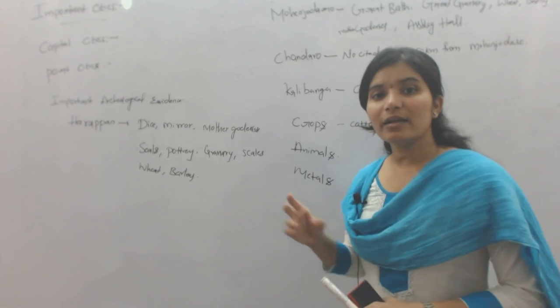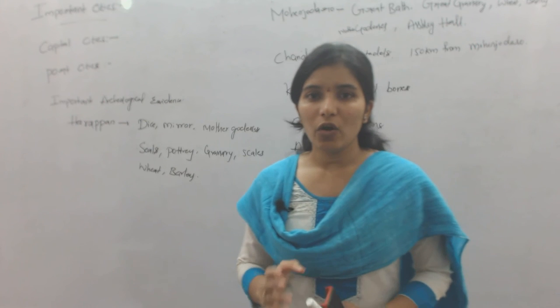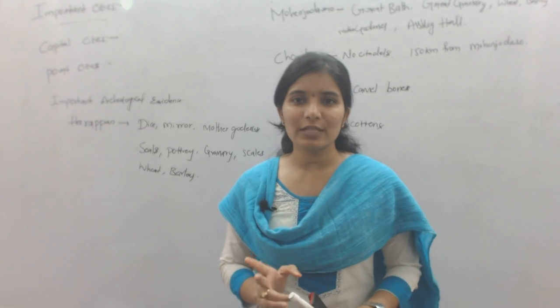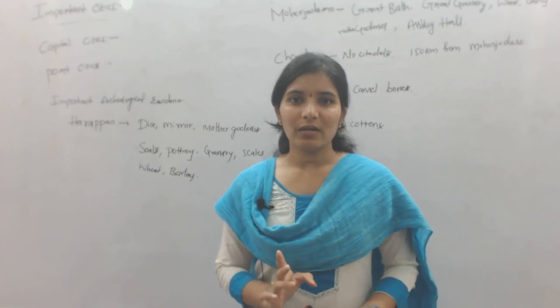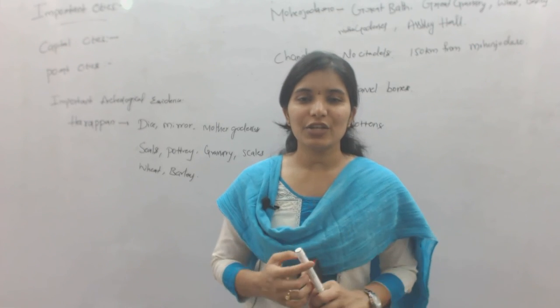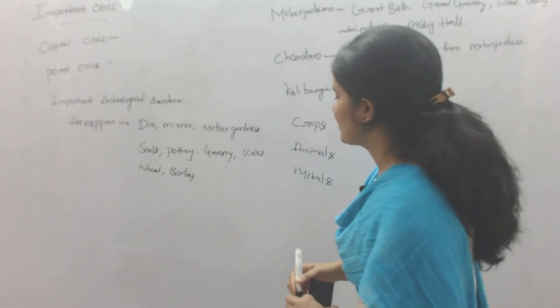How can you say that these exports were done? We got two seals of Mesopotamia in Mohenjo-daro. So that shows we had a trade relation with those contemporary civilizations.